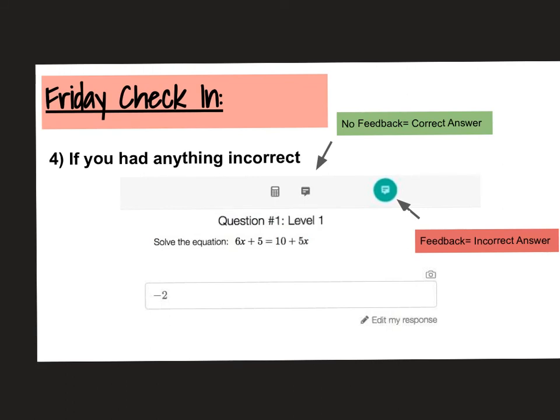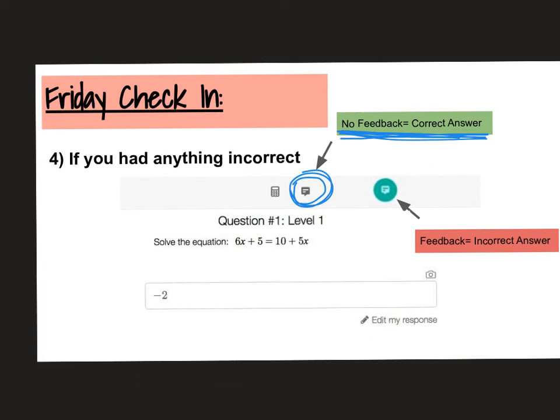Next, you'll see if you open up each of your questions here, on the top of your screen, you should see this little message icon. Now, if this is not highlighted green, if it just looks as circled here, that means you had no feedback on this screen, which means that you had the correct answer. So you can move on to the next screen and check out your next one.